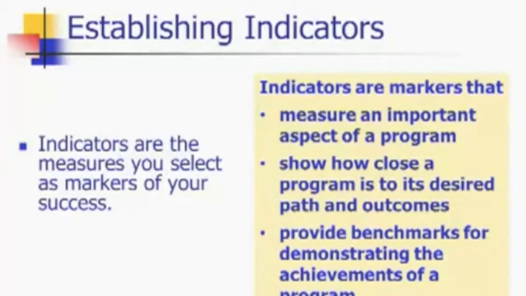Our indicators should measure an important aspect of a program, should show whether project activities are on track with planned outputs, and provide benchmarks for demonstrating the achievements of the program. A reasonable guideline is to have 1 or 2 indicators per outcome, and at least 1 indicator for each output, but no more than 10 to 15 indicators for any significant program focus area. Now let's take a look at some types of indicators for each of the logic model components, starting with inputs.